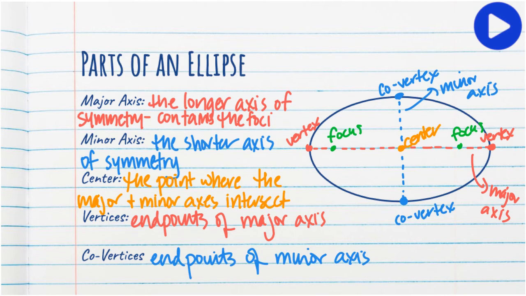Now you might be wondering what the focus points are or what the foci are. And the foci are those fixed points that remain constant, that have that d1 plus d2 distance away from that specific point on the ellipse. So here in the next slide, we're going to talk about how to find those foci.